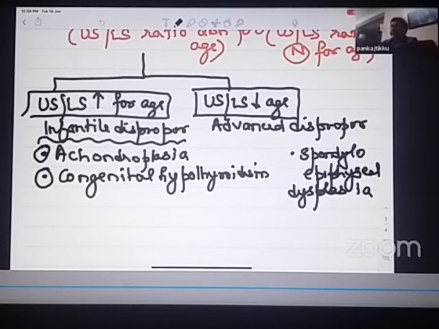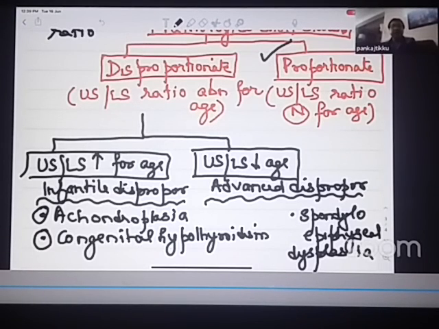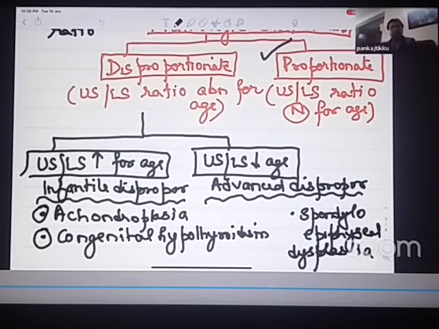On the other hand, example of advanced disproportion is spondyloepiphyseal dysplasia. It's again a type of skeletal dysplasia. Spondyloepiphyseal dysplasia. So these are the two examples of disproportionate short statures. On the other hand, what are the examples of proportionate short statures? So these are the two examples. Just write down the examples of disproportionate short statures.